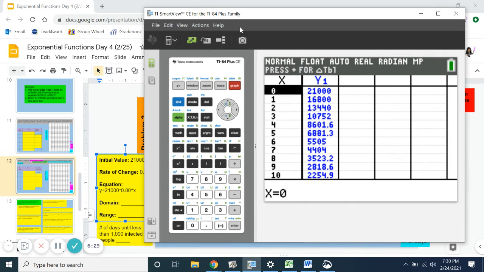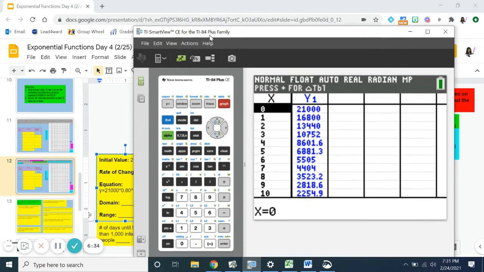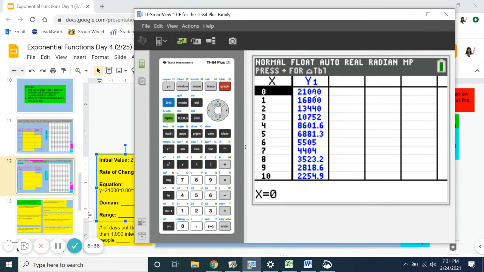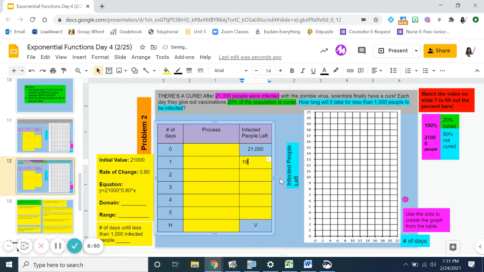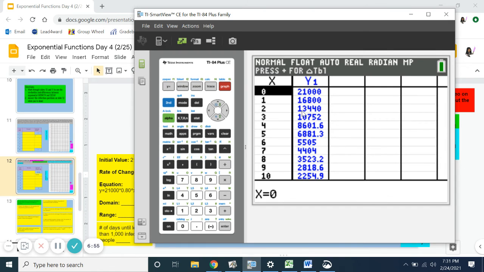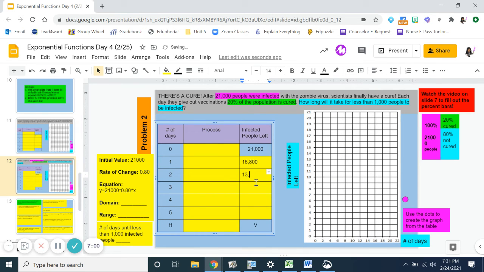So x's, they represent the number of days, and then the y's are the number of people that are still infected. So notice day 0, 21,000. Day 1, since only 20% were cured, that means we still have a huge population that is not cured. So that population would be 16,800. So I'm going to put that in my table. 16,800. Day 2, I have 13,440. So 13,440 people. And then I'm going to continue and fill out that table here.